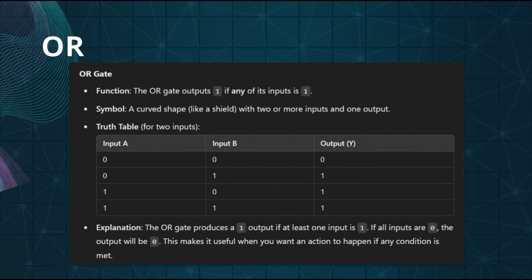Truth table: for two inputs, input A, 0, 0, 1, 1, input B, 0, 1, 0, 1, output Y, 0, 1, 1, 1. Explanation: the OR gate produces an output of 1 if at least one of the inputs is 1. It only outputs 0 when both inputs are 0. This gate is useful when you need an output to be true if any one of multiple conditions is true.